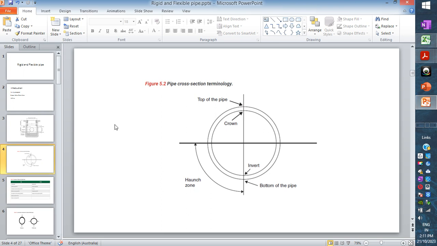Some other terminology: top of the pipe, crown of the pipe, invert of the pipe, bottom of the pipe, and haunch zone. Now, when we install a pipe, we can see the trench cross section on the side, and sometimes it is soil. If the pipe is about 300 to 350 outer dimension, then the trench should not exceed more than 900 wide. The haunch zone is where we provide proper compaction of bedding all the way to the top as well as the haunch zone.